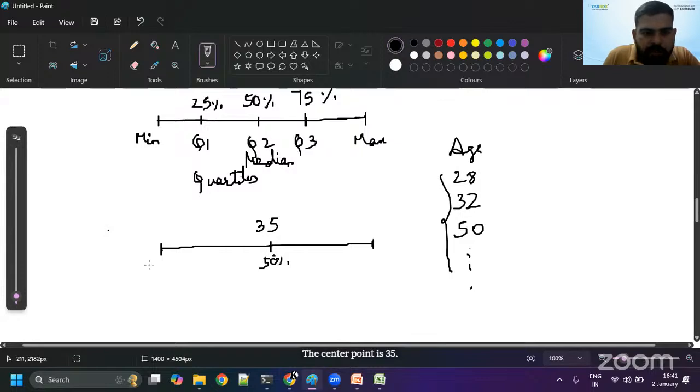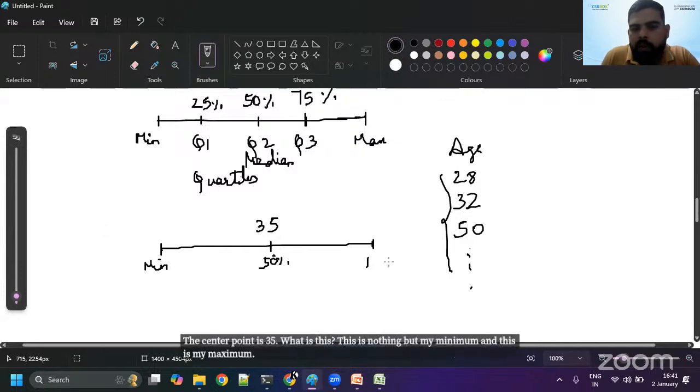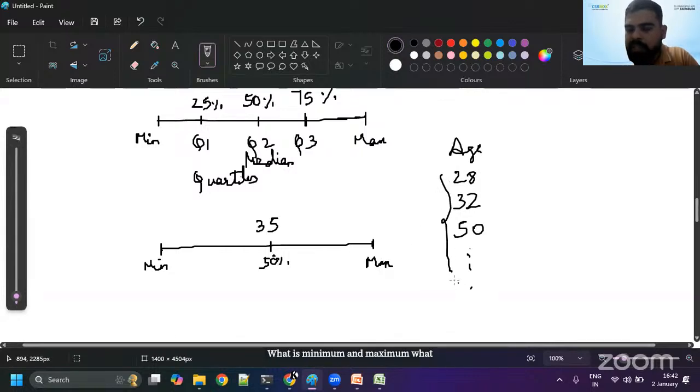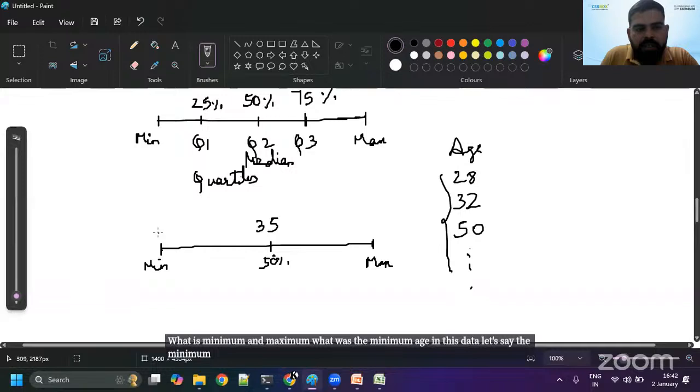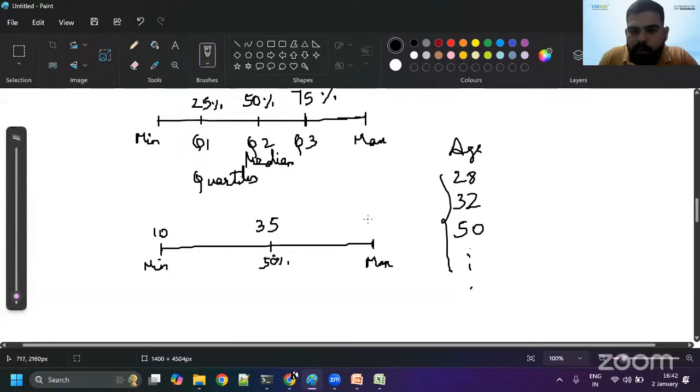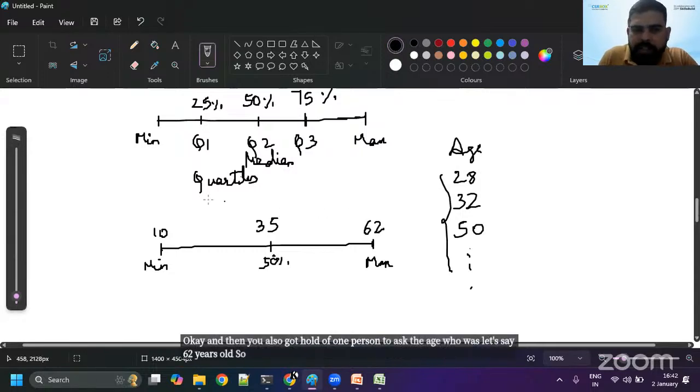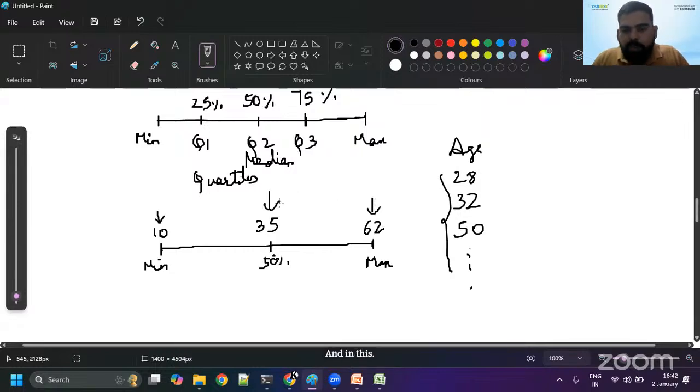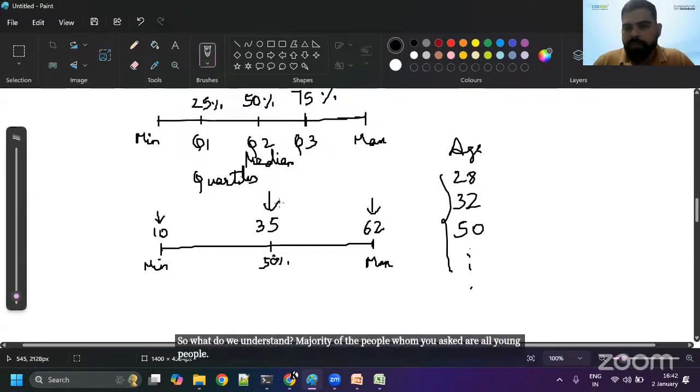This is my minimum and this is my maximum. What was the minimum age in this data? Let's say the minimum age was some kid you got hold of who was 10 years old. And then you also asked one person who was, let's say, 62 years old, an elderly person. And the majority of the people you asked are around 35 years old. So the majority of the people you asked are young people.